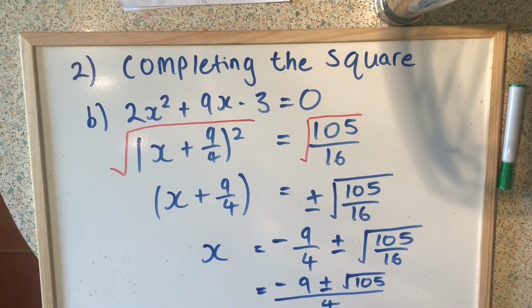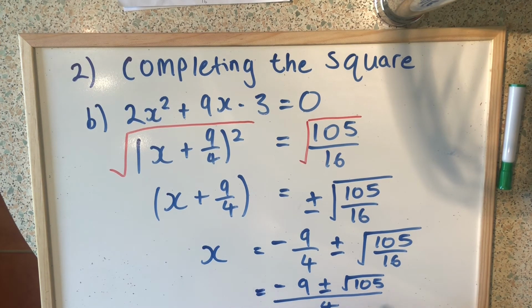And that's your answer. You don't have to go further, but you can say x is equal to minus 9 plus square root of 105 over 4, or minus 9 minus square root of 105 over 4. But I will just leave it as this. So this is correct.